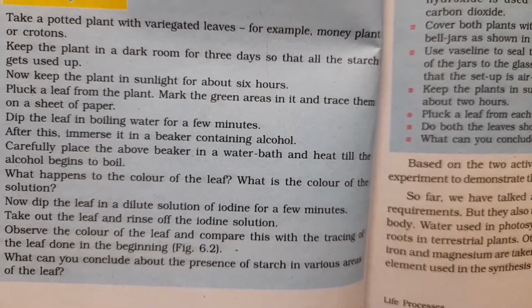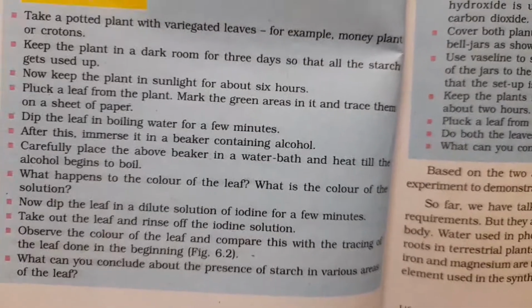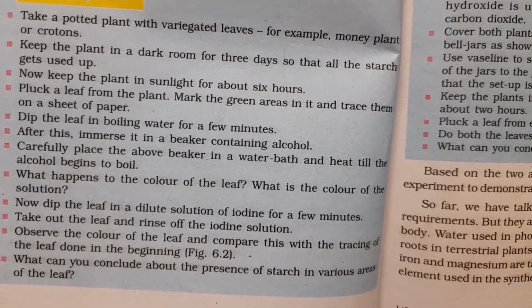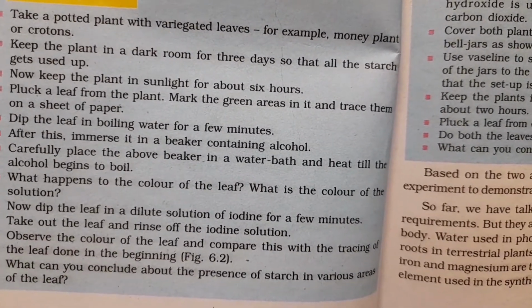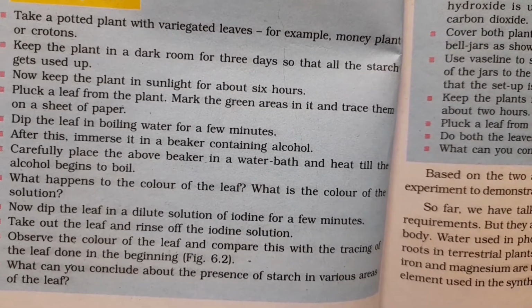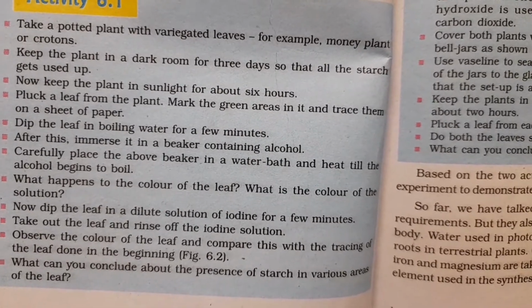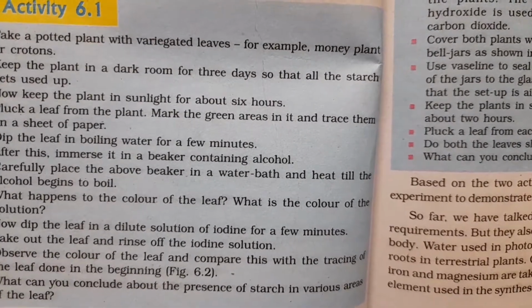Now dip the leaf in a diluted solution of iodine for a few minutes. Take out the leaf and rinse off the iodine solution. Now observe the color of the leaf and compare it with the tracing of the leaf done in the beginning. What can you conclude about the presence of starch in various areas of the leaf?